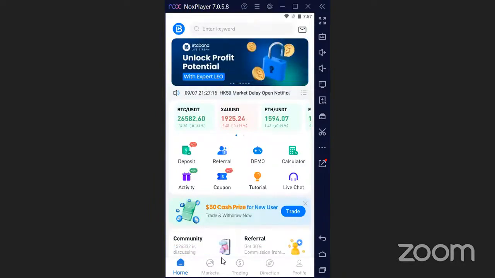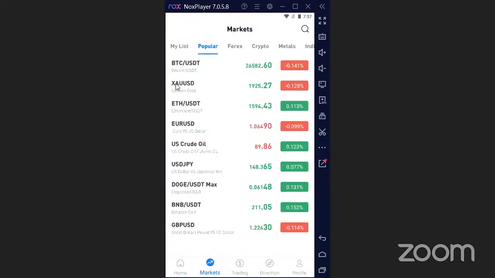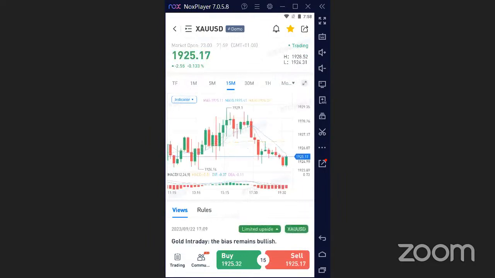The first thing you want to do is come to market and look for XAU USD. It's on the popular instruments. So this is the XAU USD. If you look at the signal again, the signal is for XAU USD. All you have to do is click on XAU USD, and the signal is a sell signal. You don't have to care about the time frame that was put on it. The time frame is just there to tell you that the analysis was made from the 15-minute time frame. You don't need to pay attention to that.